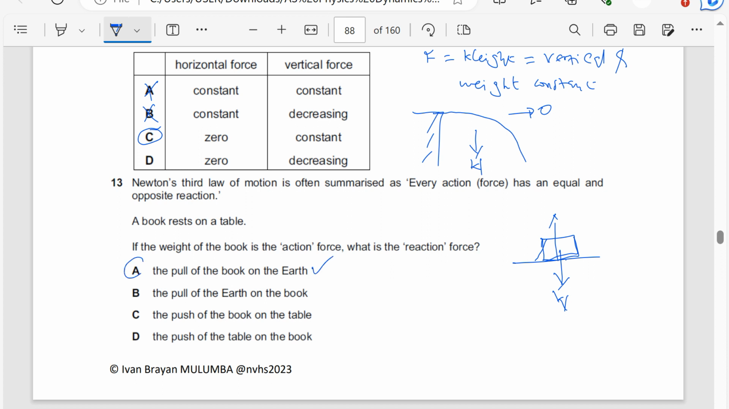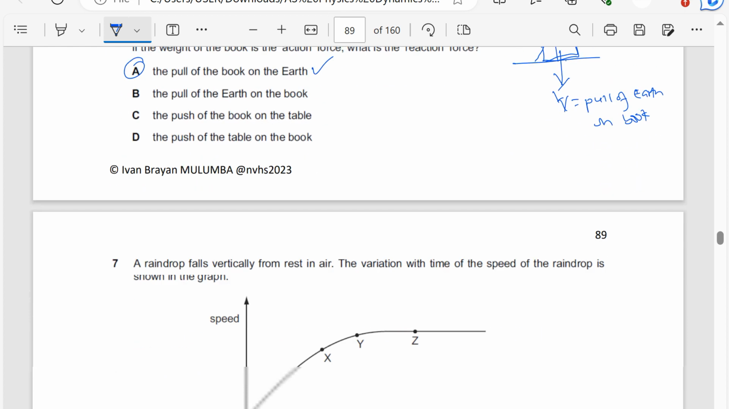So the answer is A. The weight is the pull of the earth on the book. The reaction should be the pull of the book on the earth. This weight is the pull of the earth on the book. So the reaction should be the pull of the book on the earth. Equal but opposite. So the answer is A.